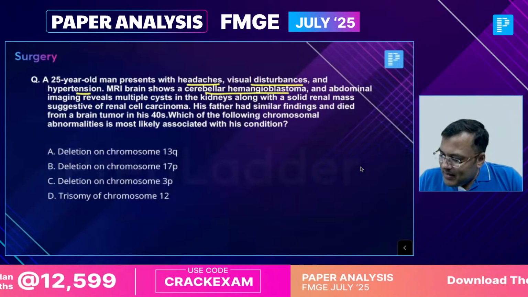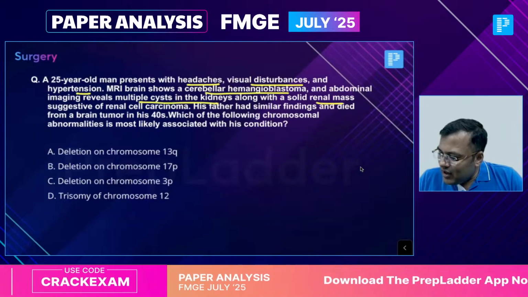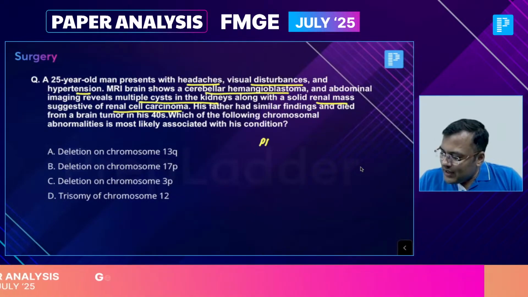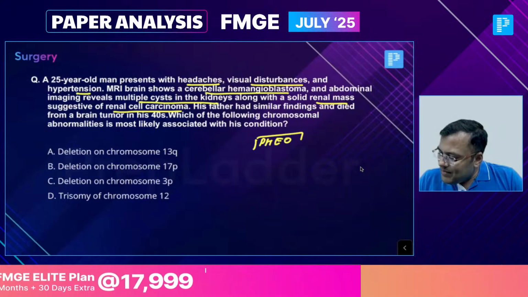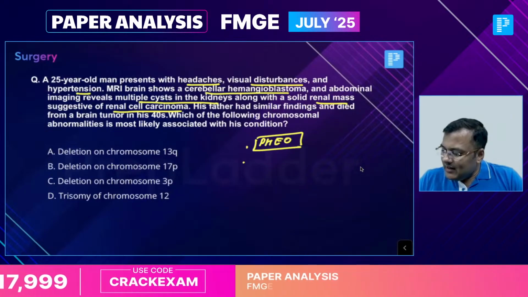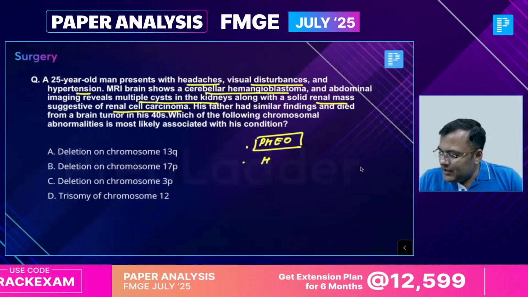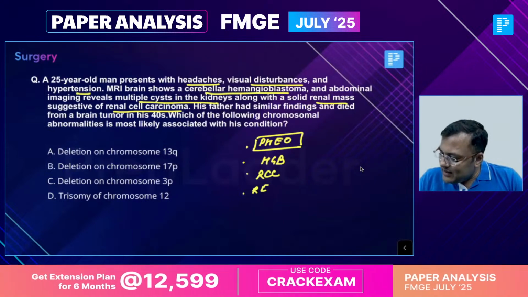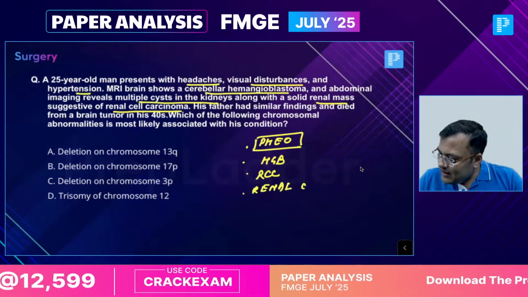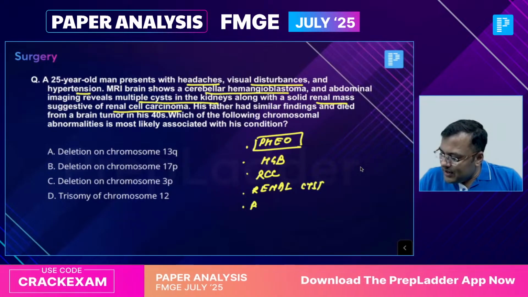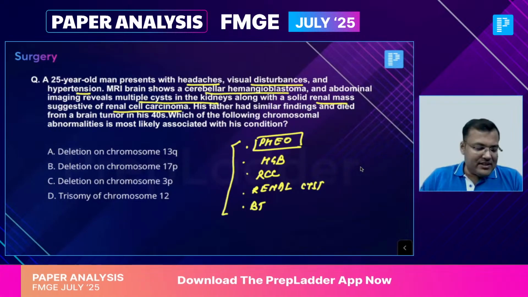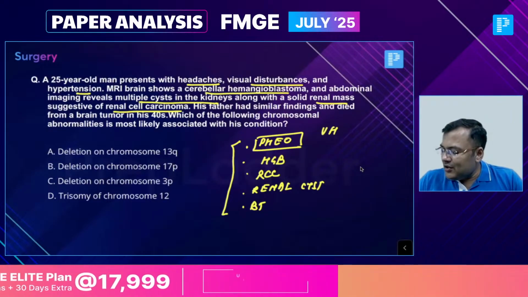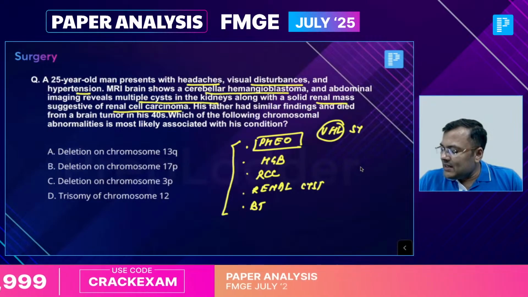Abdominal imaging revealed multiple cysts in the kidney, along with a solid renal mass suggestive of RCC. So there is pheochromocytoma. Can you see, guys? Hypertension, headache, visual disturbances. There is a brain tumor, hemangioblastoma. There is RCC. There are renal cysts. Family history of brain tumor. So all of you know the name of this syndrome. It is von Hippel-Lindau, that is VHL syndrome.